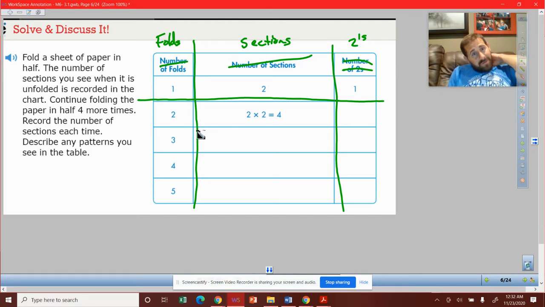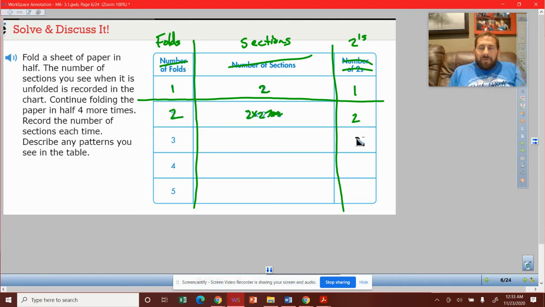Okay. So we had one fold. We got two sections. How many twos do you see here? One. Okay. So now I'm going to take the same paper and fold it a second time. So now I've got two folds. So there's my two folds, and I bring it out and I have one, two, three, four sections. The whole point of this, really, not to write the 4, but I have two folds now. I have 2 times 2, and 2 times 2 equals 4. So 2 times 2 is how many 2s? Two.